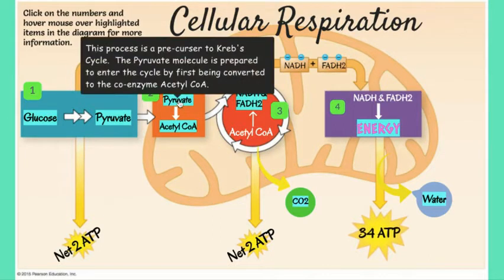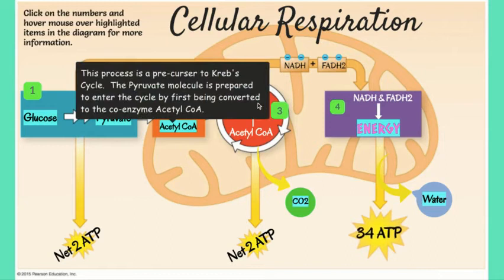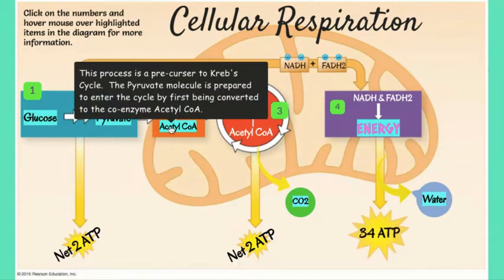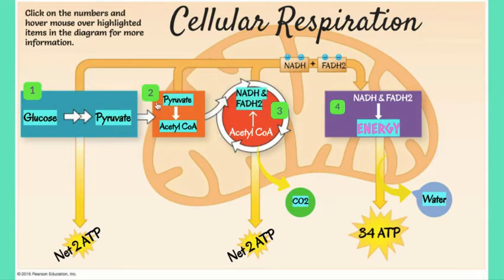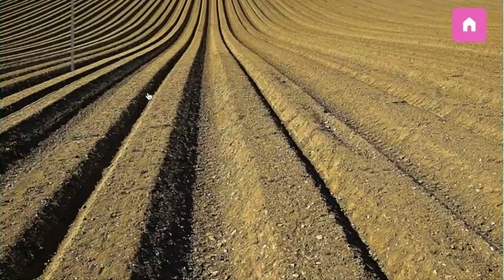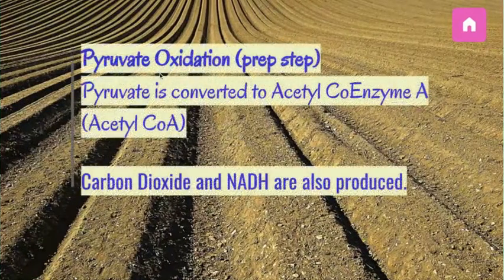Next, pyruvate is going to be broken down into acetyl-CoA. This is pyruvate oxidation. We need this to happen first in order for the Krebs cycle to actually begin. This process is a precursor or a prerequisite to the Krebs cycle. The pyruvate molecule is going to be prepared to enter this cycle by first being converted into the coenzyme acetyl-CoA. Again, we call this pyruvate oxidation. So it's a prep step.